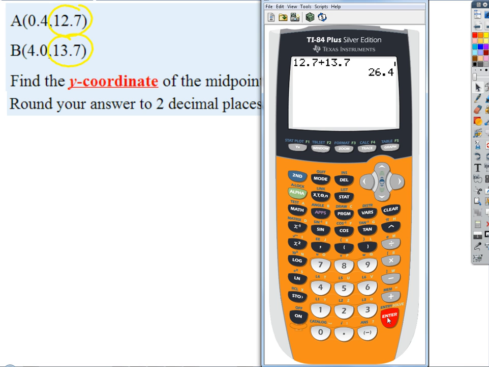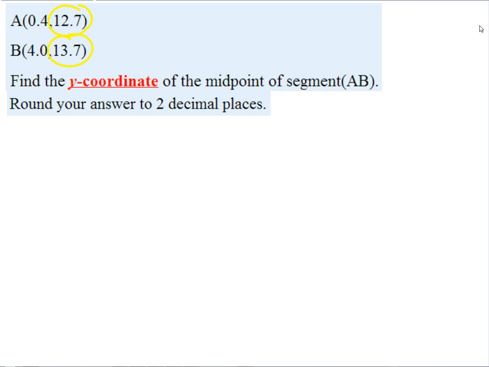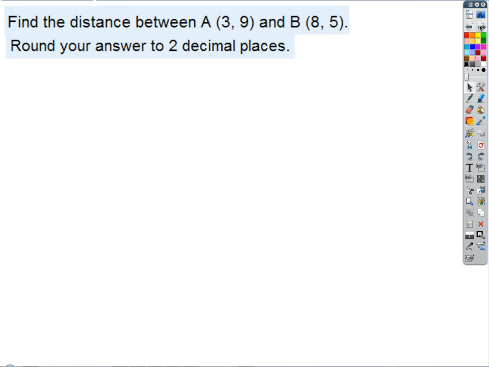Make sense? Yep. So those to me are way easier. All you do is just average 2 numbers. All right. Okay. Very easy, distance formula. This is just like the first one we did.